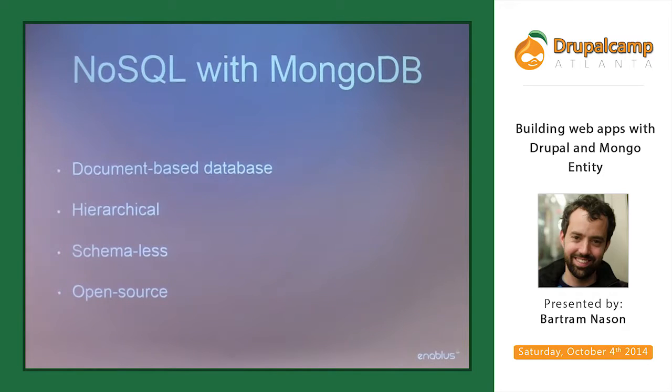MongoDB is an open source database. It's created by a company called 10gen, which, like any other open source project, has a company behind it that provides support and managed hosting solutions and all kinds of stuff like that. So 10gen is the company behind MongoDB.